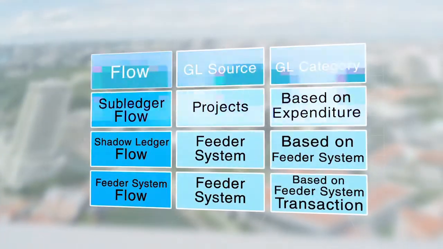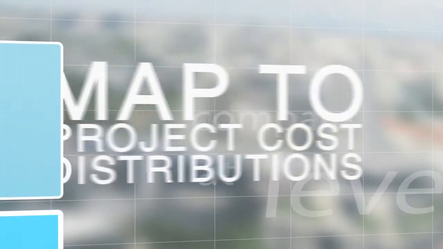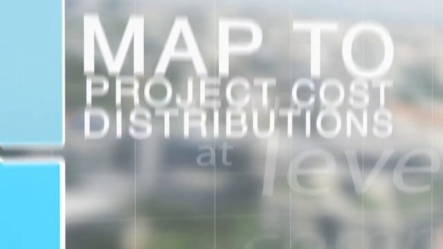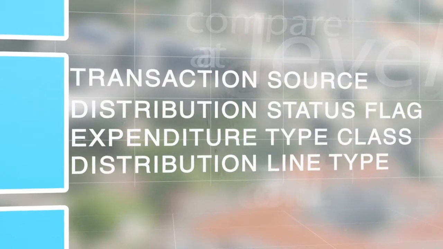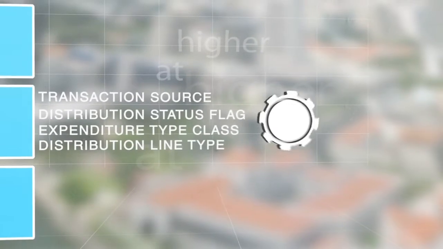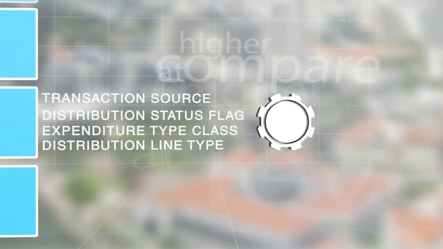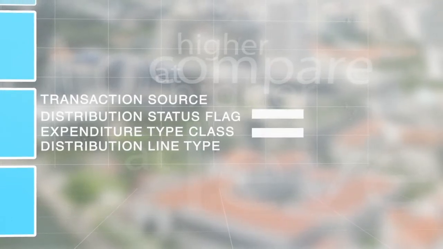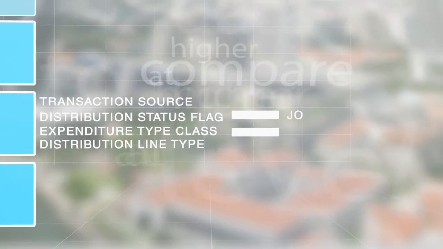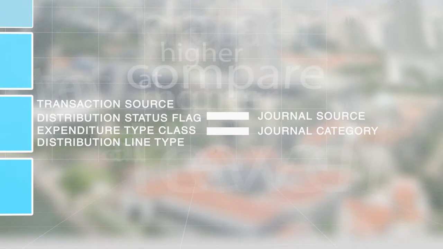Once you understand these flows and the GL sources and categories they use, you can build a mapping table from projects to GL. To compare project cost to GL, you will need to map the project cost transaction source, the cost distribution status flag, the distribution line type, and the expenditure type class to the GL source and category. Then you can compare the activity in projects for a given GL account, GL source, GL category, and GL period to the journal entries in GL for the same account, source, category, and period.